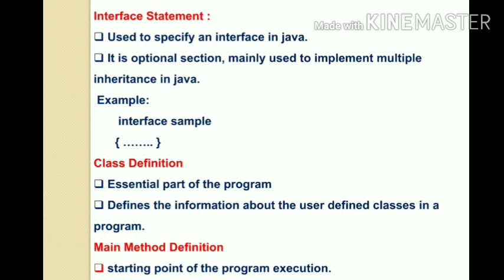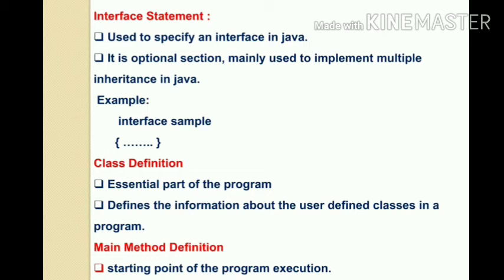Next one is interface statement. It is used to specify an interface in Java. It is an optional section, mainly used to implement multiple inheritance in Java. The syntax is interface, sample is the interface name, then curly braces, within the curly braces the block of interface statements.